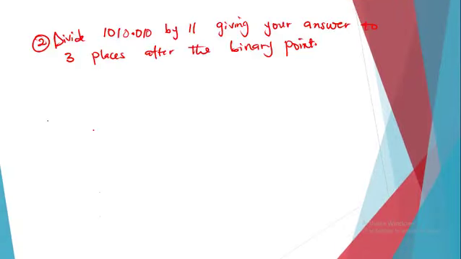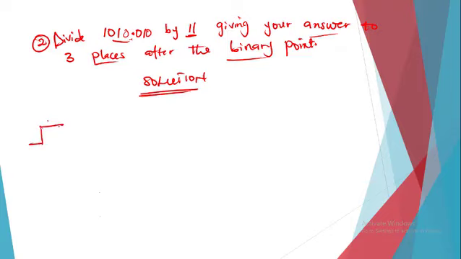Okay, example number 2. We have question 2 on the screen. Divide 1010.010 by 11, giving your answers to 3 places after the binary point. Okay, I know some people are already confused. Are you already confused because of the point here? Don't worry, it's very simple. Let's still apply the method we used in our example 1.